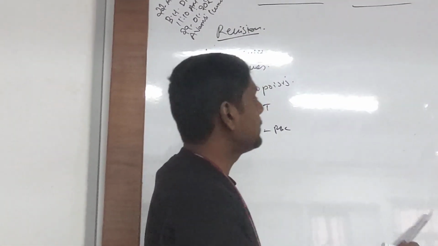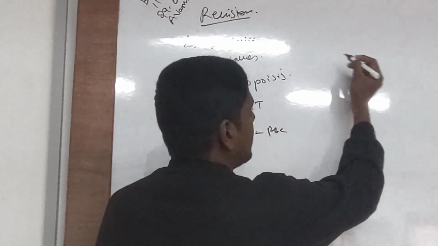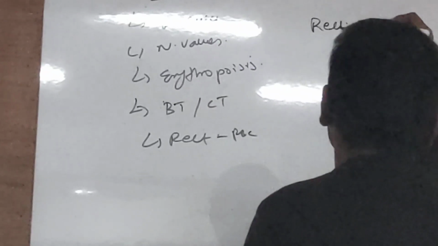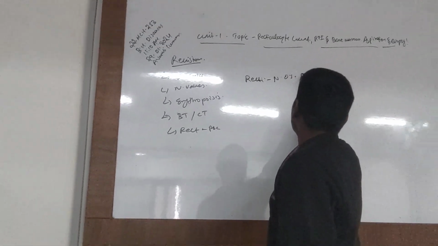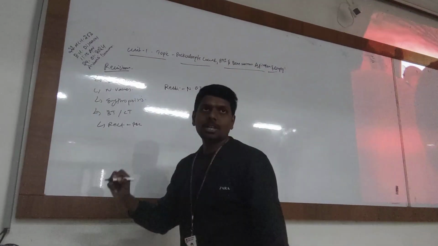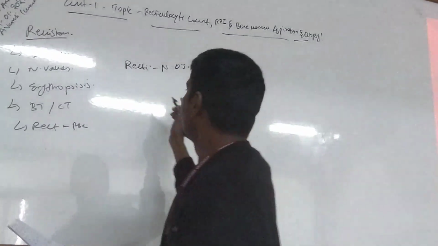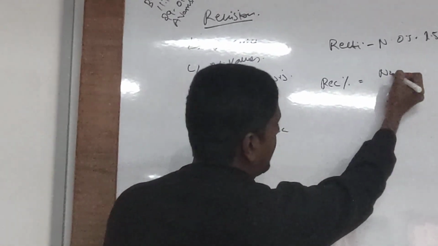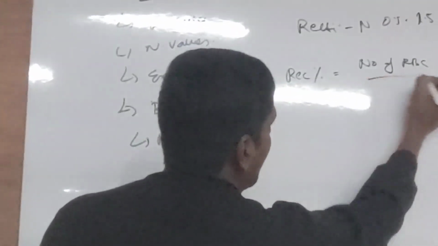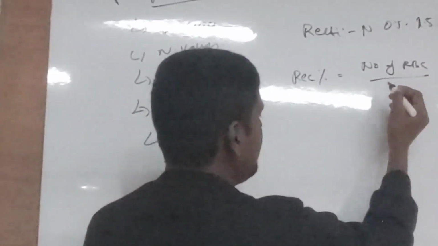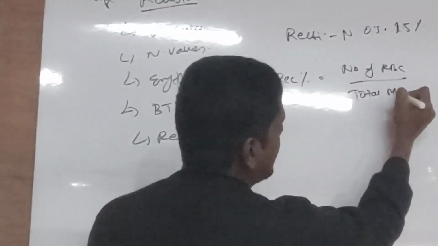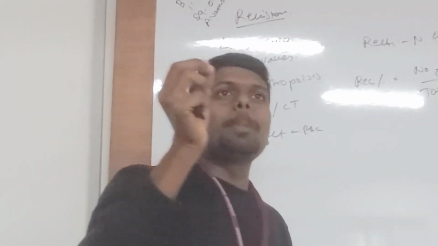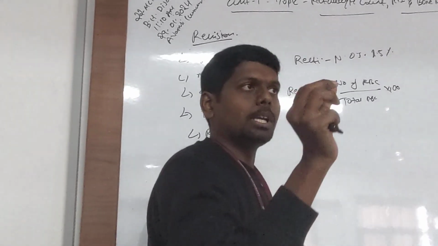Already we discussed it, but again I am taking it. So what is the normal reticulocyte count? Yes, the normal reticulocyte count is 0.5 to 2.5 percent. So how do we calculate the reticulocyte count? Reticulocyte percentage is equal to the number of reticulocytes per unit area over the total number of RBCs, multiplied by 100. Okay, what is the purpose of reticulocyte count?